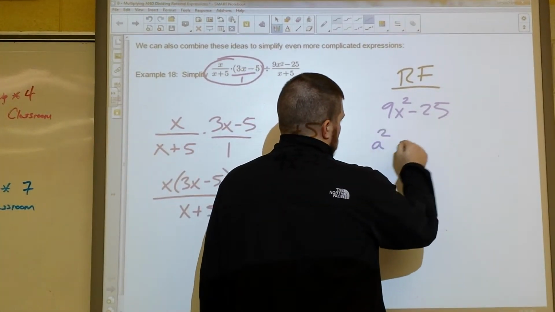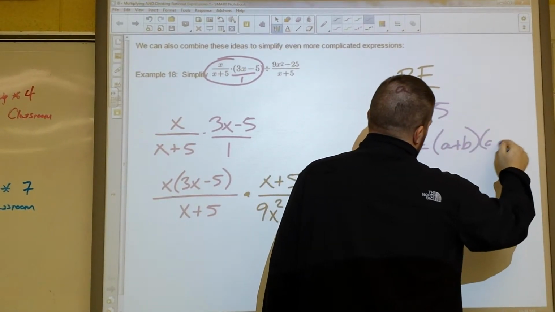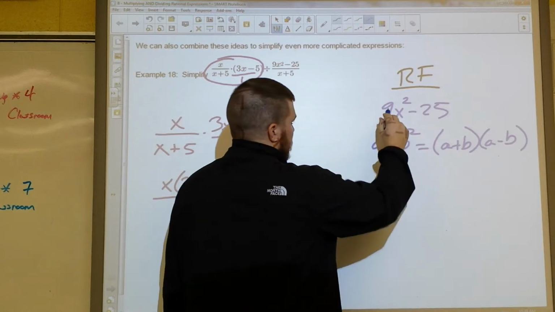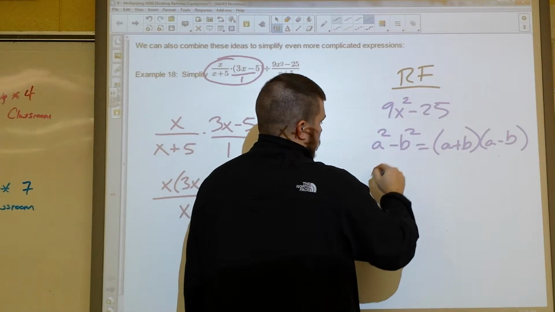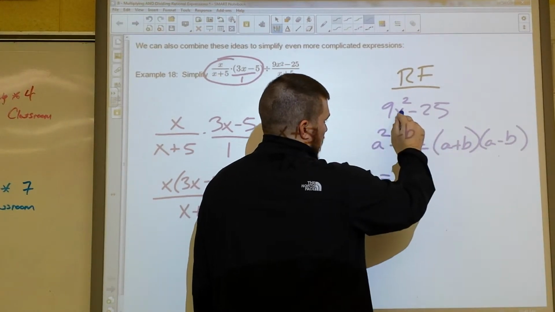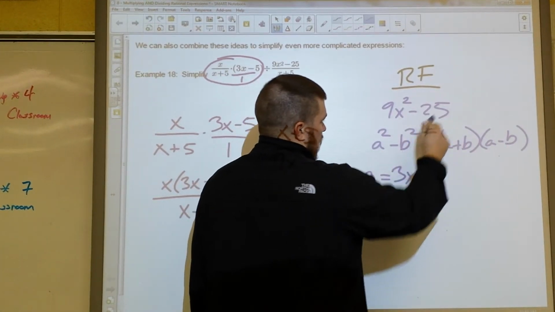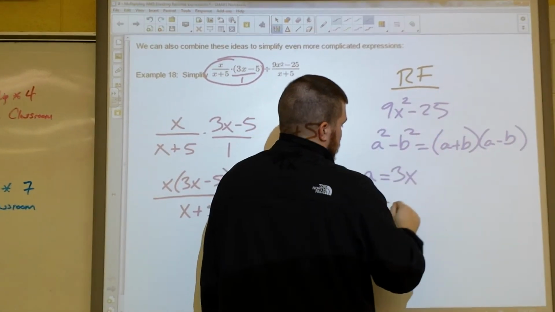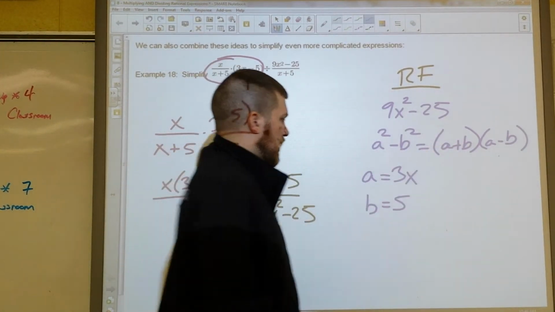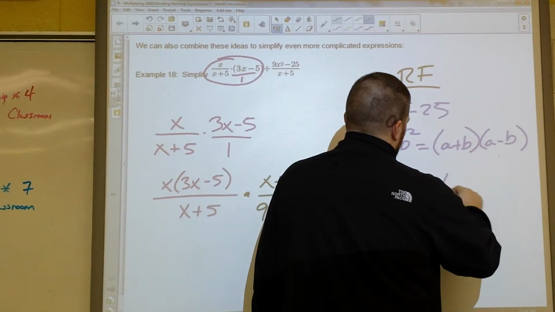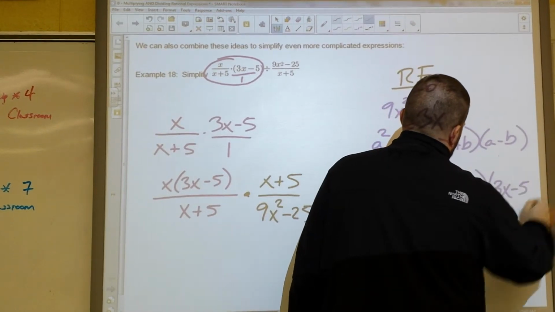We're starting off with a squared minus b squared, and it will factor into a plus b times a minus b. Obviously, 9x squared matches up with a squared, so if I square root this, the square root of 9 is 3, so a is 3. X squared and square root cancel out, so I just have a is 3x. The square root of 25 is 5, so b is going to be 5. Everywhere I see an a, I'm going to put in a 3x. Everywhere I see a b, I'm going to put in a 5. So we factor into 3x plus 5 times 3x minus 5.